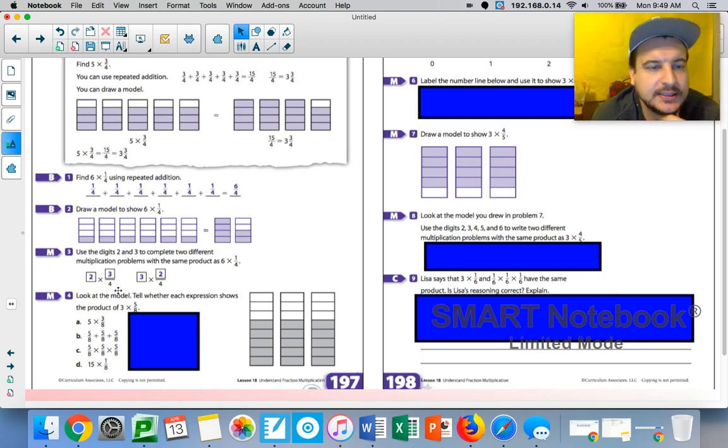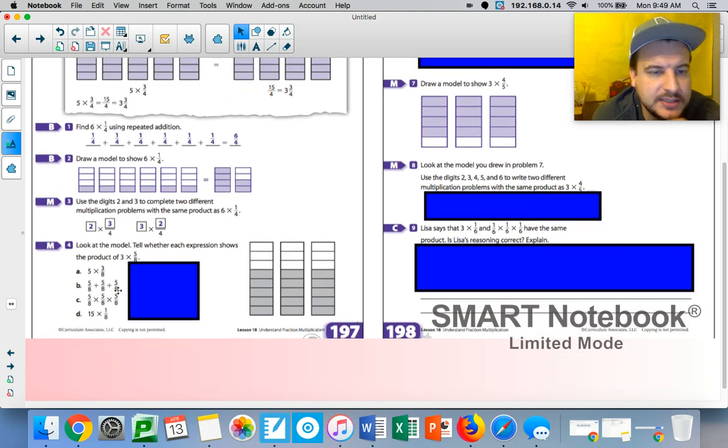All right. Now look at the model. Tell whether each expression is correct. So A, 5 times 3/8 shows the product of 3 times 5/8. So 3 times 5/8 would equal 15/8, because 3/1, multiply across, 3 times 5 is 15, 1 times 8 is 8, so it'd be 15/8. So if A equals 15/8, then it's a yes. So 5/1, 5 times 3 is 15, 8 times 1, yes.